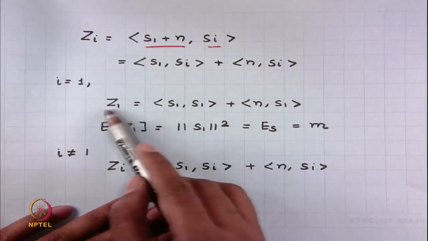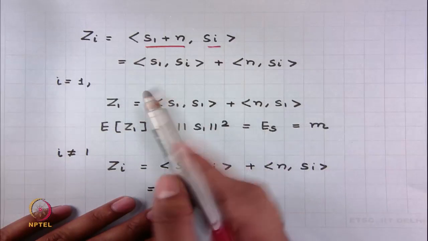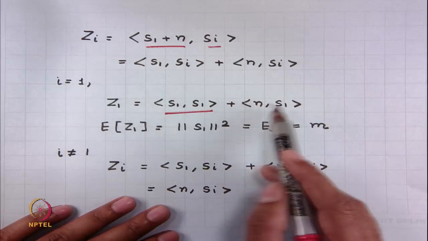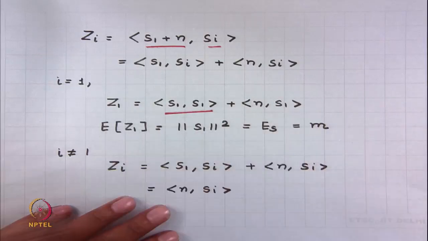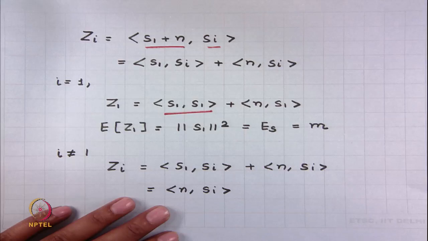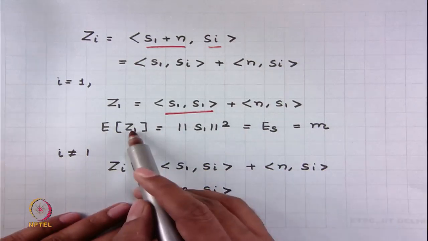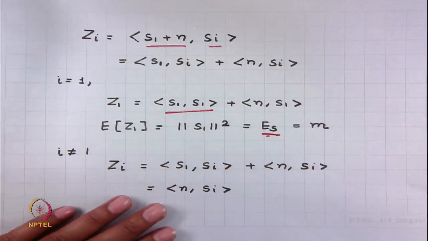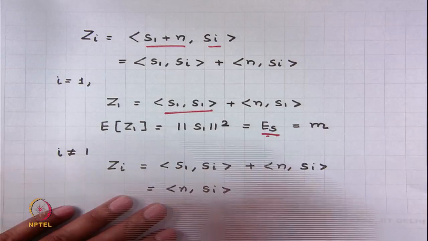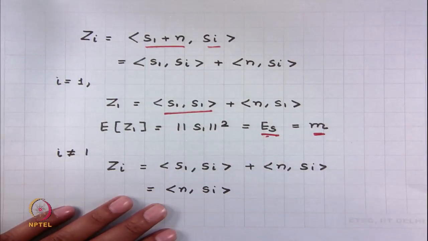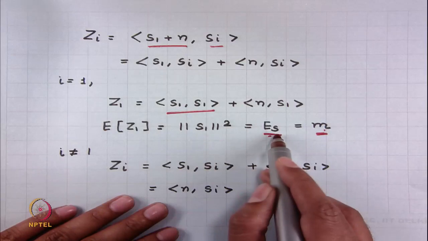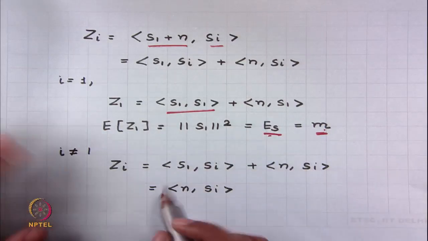And what is the mean of this random variable? The mean corresponds simply to the norm square of S1. This term does not have any mean, it is 0 because the mean of noise is 0, and hence the mean of Z1 is simply the norm square of S1, which is simply the energy of a symbol, which we call Es, just for simplicity. So, remember the mean of this random variable is simply Es, or symbol energy.